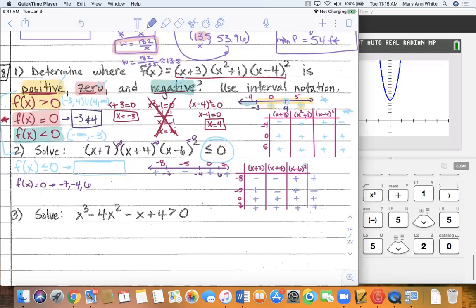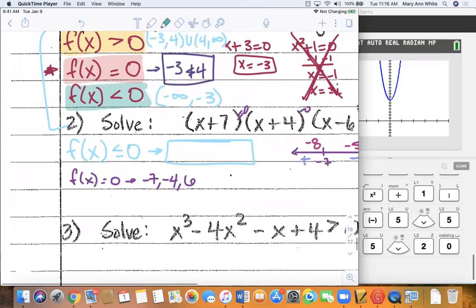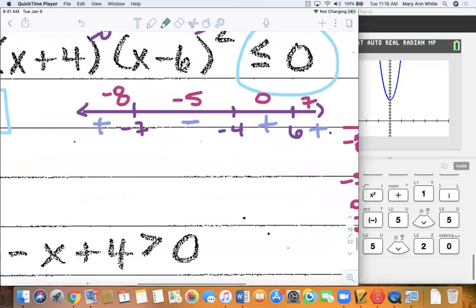All right, now I have all of the tools I need. I just need to read my number line in order to find out where f of x is less than or equal to 0. It's less than or equal to 0 wherever it's negative, so that's this interval. Now, it doesn't just say less than 0, it says less than or equal to, so I also have to include all the zeros that are equal to 0. So -7 and -4 are easy because they're already attached to the interval I was already looking at. I also, though, need to include 6 because 6 is a 0.